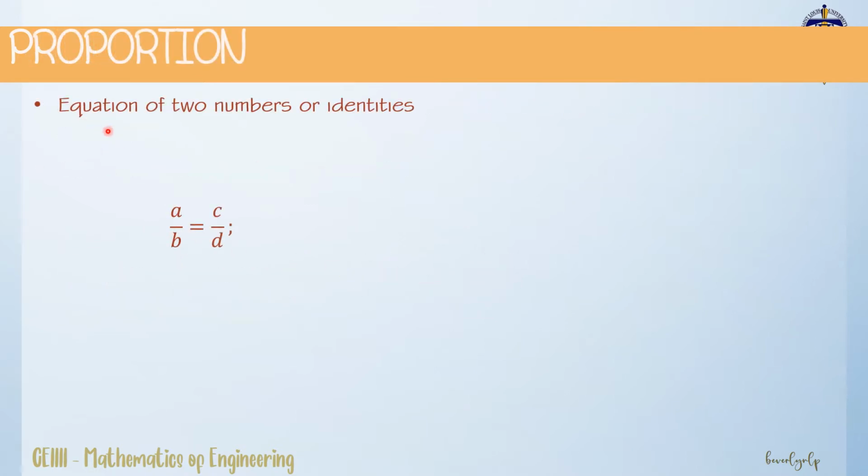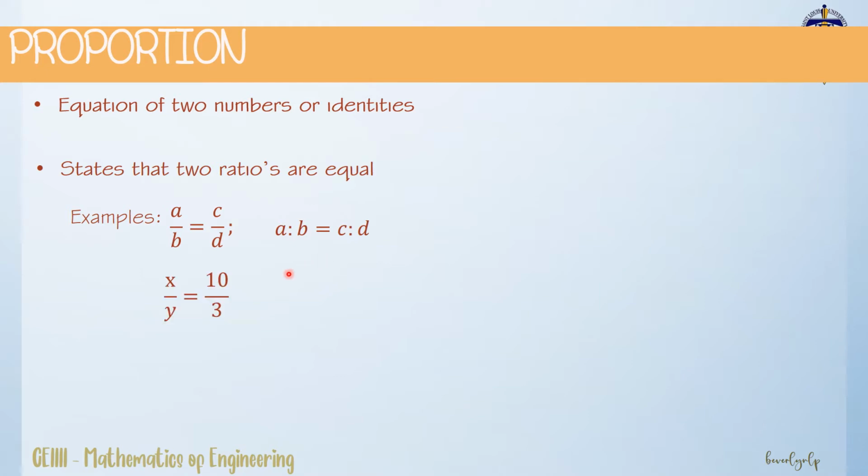Proportion, these are equations of two numbers or identities. This states that two ratios are equal. So for example, number one, we have here A over B is equal to C over D. So we know that A over B is a ratio and C over D is also a ratio. So proportion states that two ratios are equal. So the ratio of A to B is equal to the ratio of C to D. And this one can also be written as A is to B is equal to C is to D.